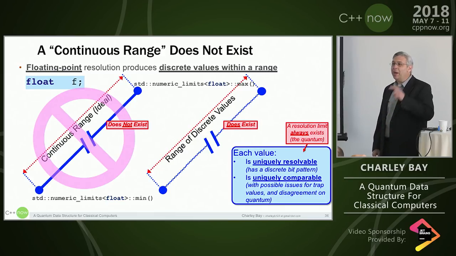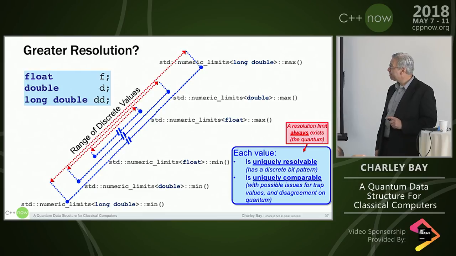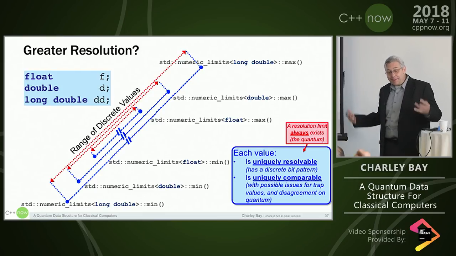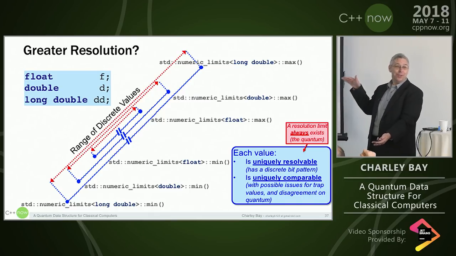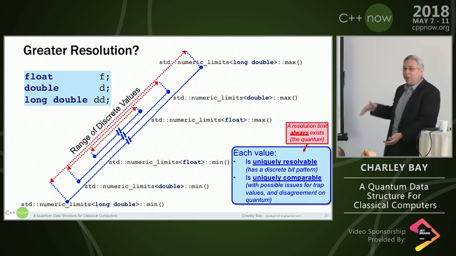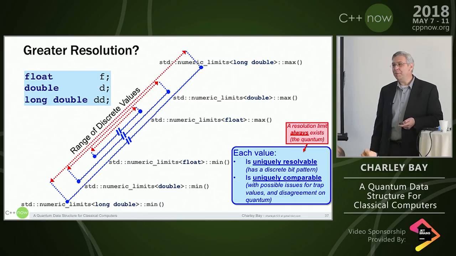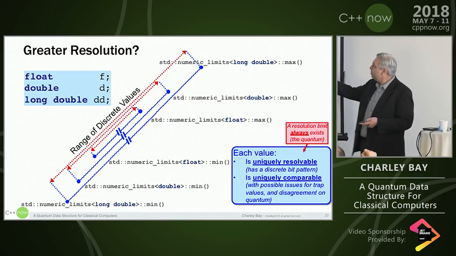Well, okay, I know how I'll fix this. I'll double down and go for a bigger float. That's not going to fix anything. Now you've got more range. You can do better approximations, but you don't solve any problems by going to bigger floats. You have the same stair step.